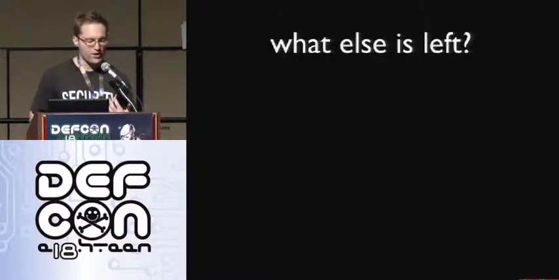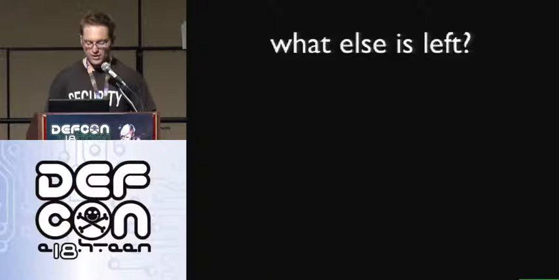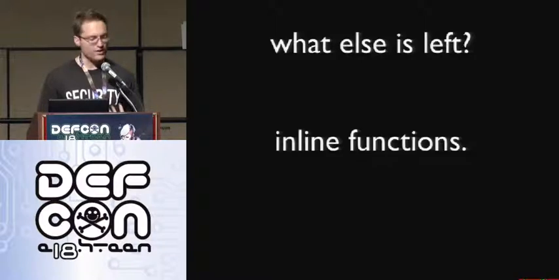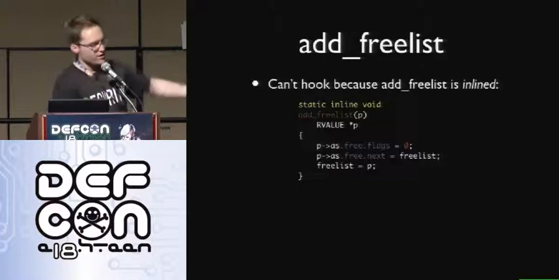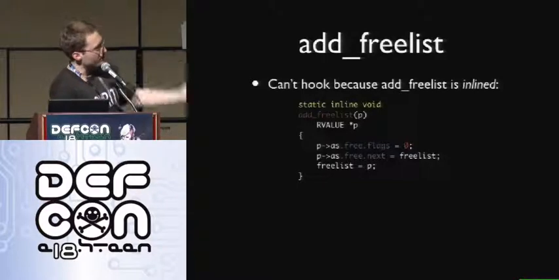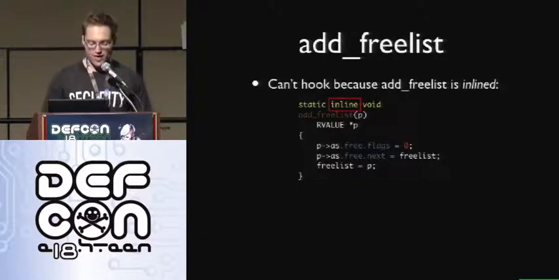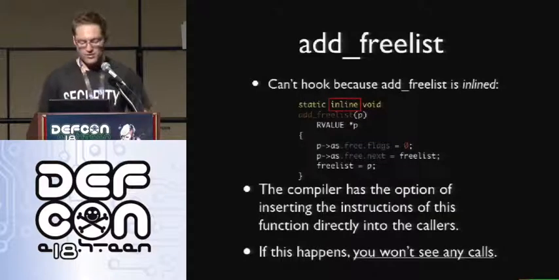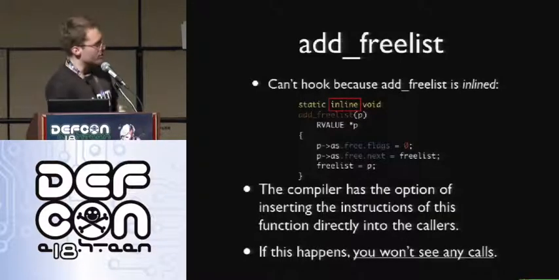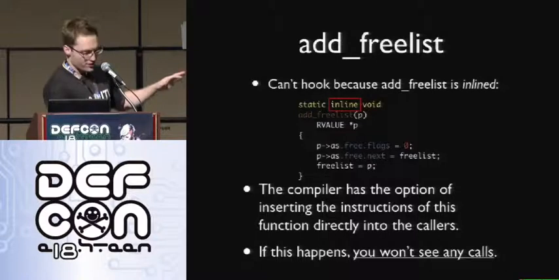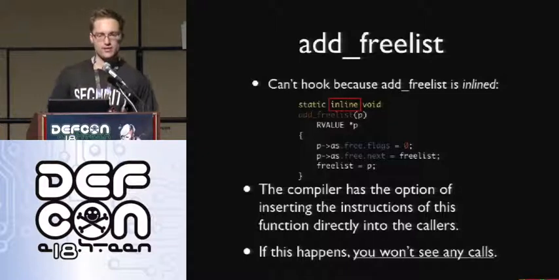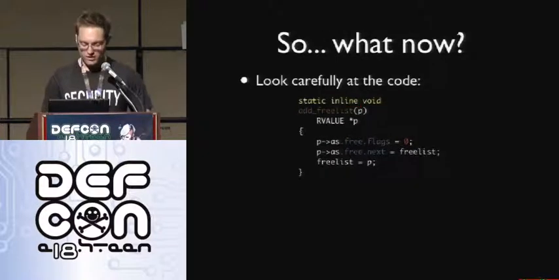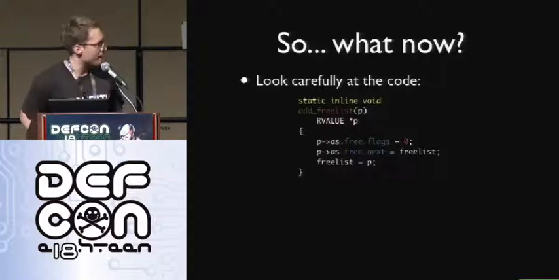Okay, so we know how to hook two types of functions, but there's a third type that also matters, inline functions. And this is actually really tricky. There's a function that I needed to hook to build this memory profiler called add free list. But the problem with trying to hook add free list is that it's marked as inline, which means that the compiler has the option of inserting the instructions for this function directly into whoever is calling this function. So if that happens, you won't actually see any explicit call instructions in your binary. So what do we do now? Are we jacked, or is there a way around this?